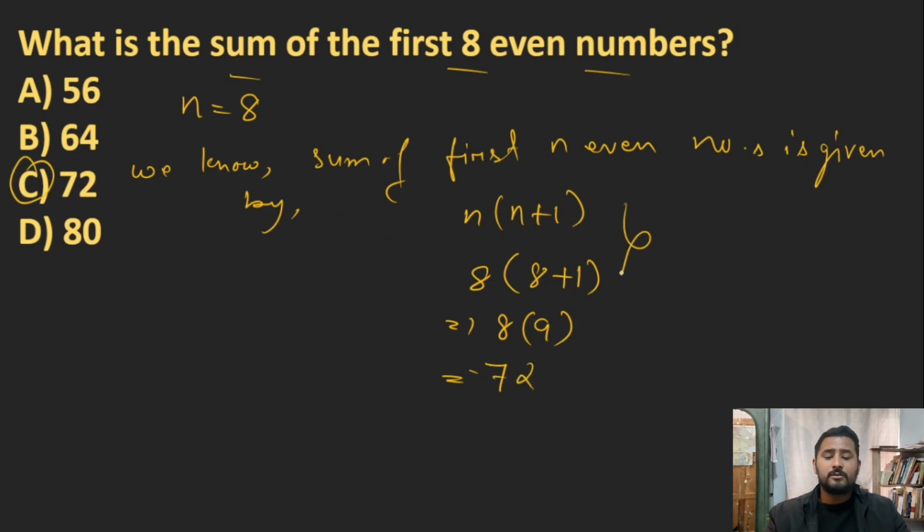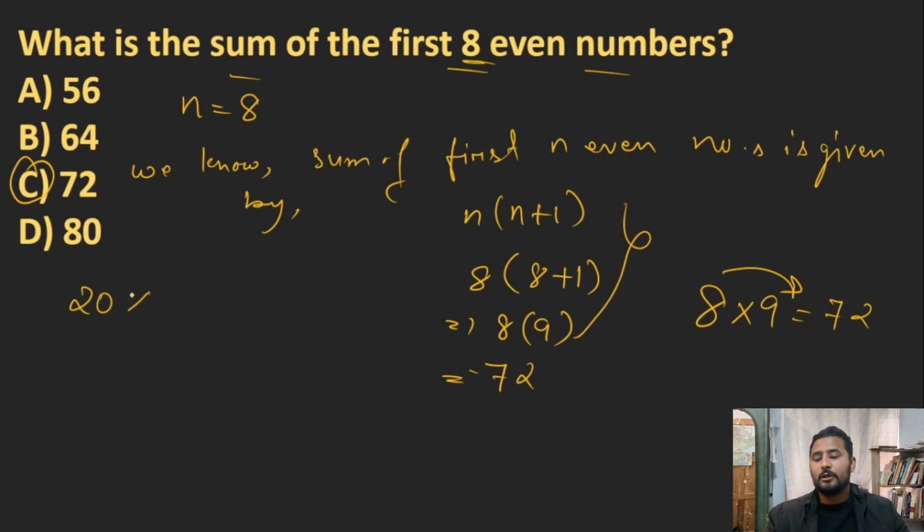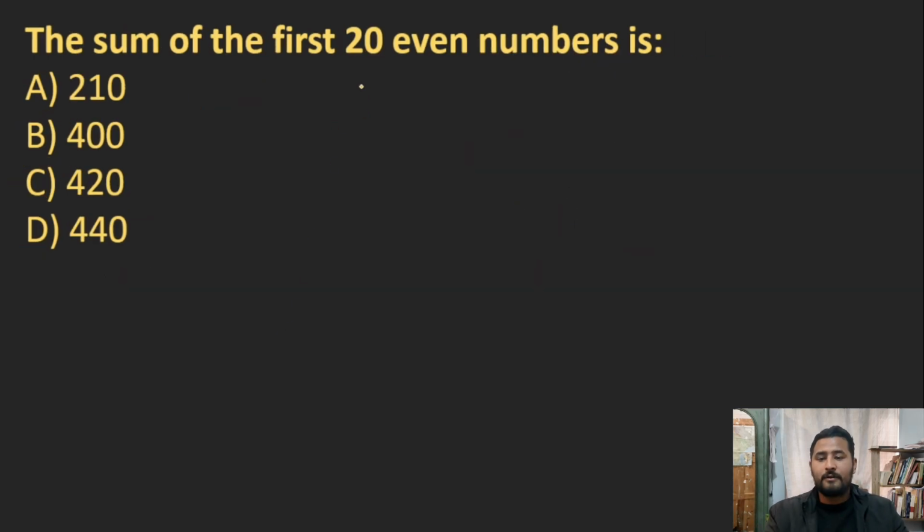So you don't need to go this whole way. When they ask the sum of the first 8 even numbers, just write 8 multiplied by 8 plus 1, which is 9. Just multiply that, you get 72. Suppose I ask you the sum of 20 even numbers, you write 20 into add 1, 21. So multiply this, you'll get 420 as the answer. Okay, clear? Let's go to the next. That is the sum of the first 20 even numbers. Just like I said, 20 into 21, you get 420 as the answer. Okay, I hope it is clear.